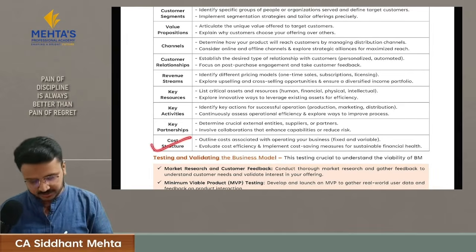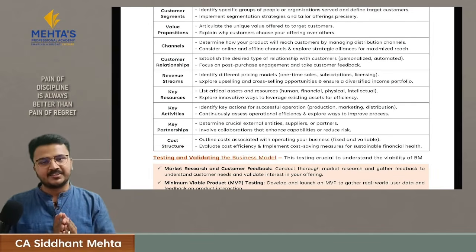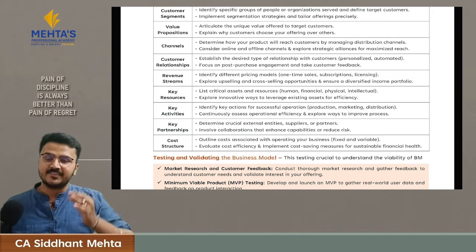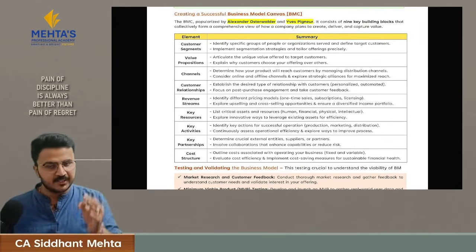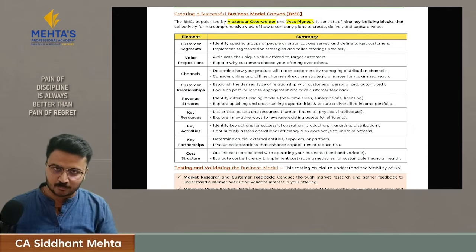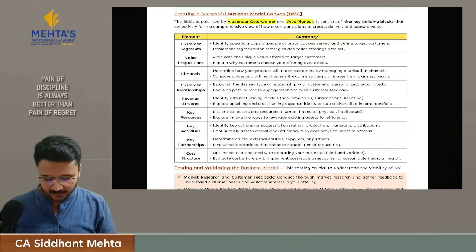Last one is cost structure. देखो कि कितना खर्चा आ रहा है ये सब चीज़ें करने के लिए और क्या ये चीज़ फाइनेंशियली वायबल है और क्या ये चीज़ स्केल कर सकते हो क्या. These are your 9 key building blocks which will help you to understand your business model, to frame your business model and also to analyze your business model.